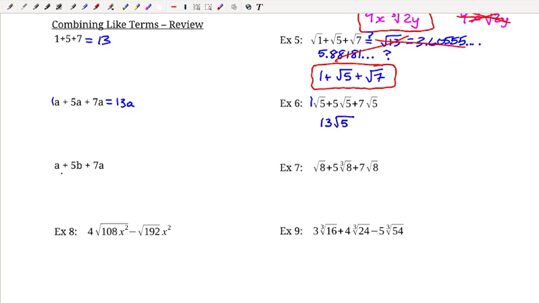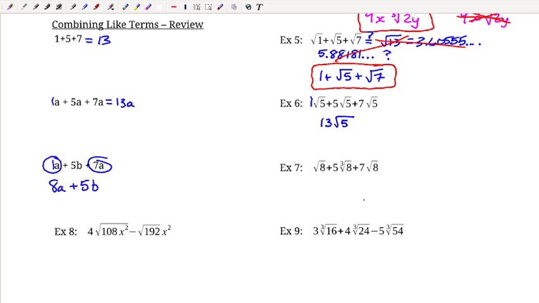Now, if I look down at the next example, I've got a plus 5b plus 7a, and you all know what to do with this. Again, 1a and 7a, those are my like terms, gives me 8 a's. And the 5b's, they just stay 5b's. They have no friends, that's it. Can't combine them, they're stuck, that's the answer.